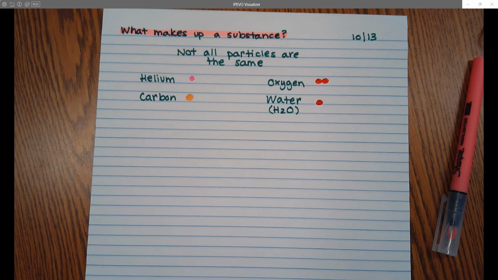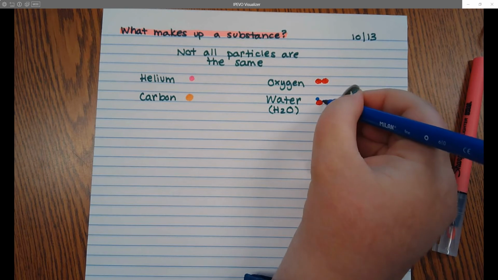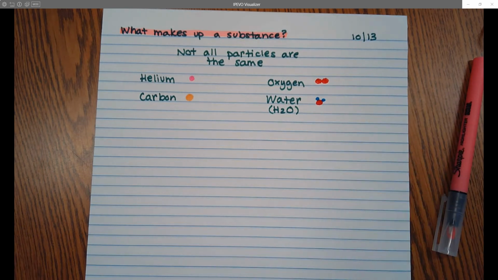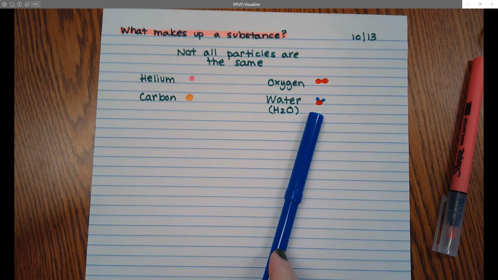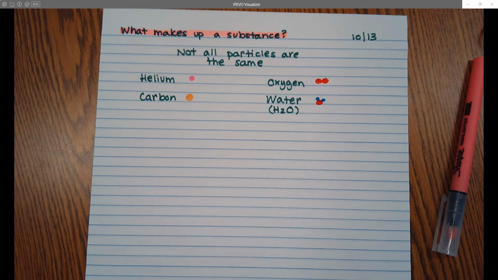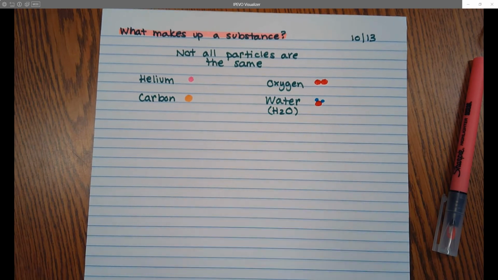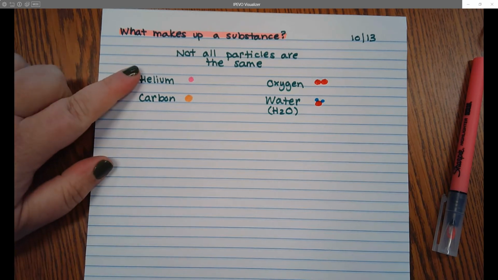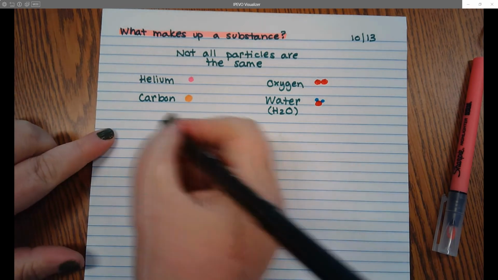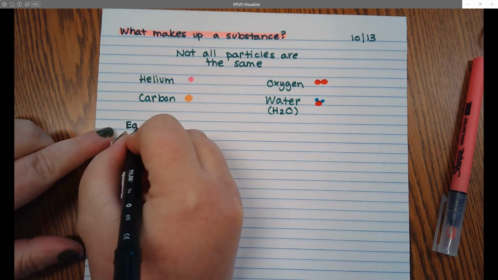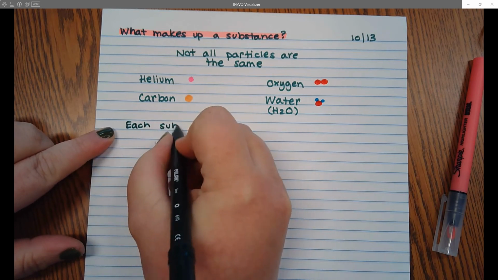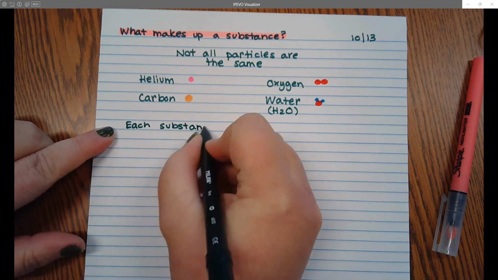but the 2 in front of the H tells us that we have 2 hydrogens. So it kind of looks like a Mickey Mouse. The blue is the hydrogen and the red is the oxygen. Since the oxygen is bonded with hydrogens, it doesn't have to have a second oxygen atom. So we said not all particles are the same. Continuing with that, each substance has a different amount of energy.